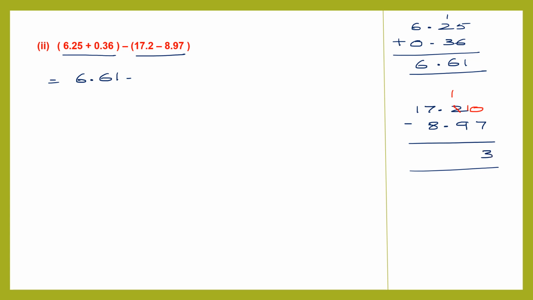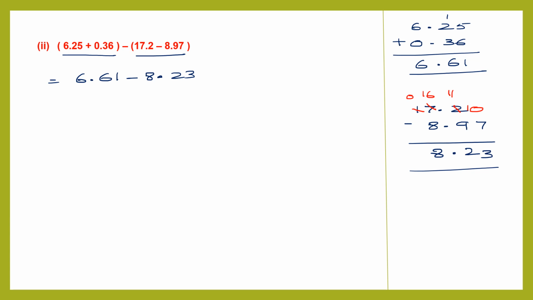Now 1 minus 9 we can't do. So we're going to borrow from here. So this becomes 11. 11 minus 9 is 2. Put the point. Now 6 minus 8 you can't do. So we're going to borrow again. So this becomes 0 and this is 16. 16 minus 8 is 8. So here we have minus 8.23. So what are our numbers? Our numbers are 6.61 minus 8.23.